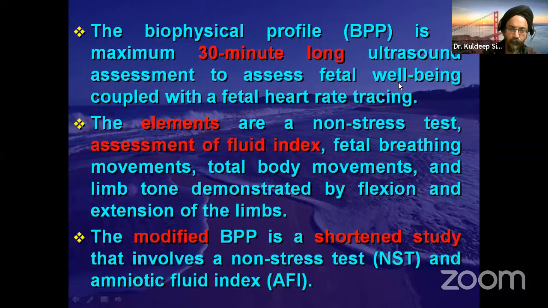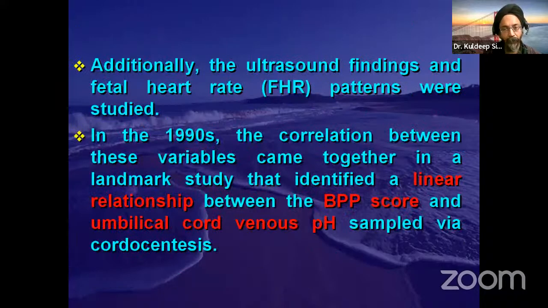So we have non-stress test, fetal breathing, body movements. This is all telling us about the acute phase. The amniotic fluid index is telling us about the chronic phase. We have a modified biophysical profile, which is a shortened study of the NST and the amniotic fluid index. You're supposed to be seeing whether I am seeing a proper acceleration or not.